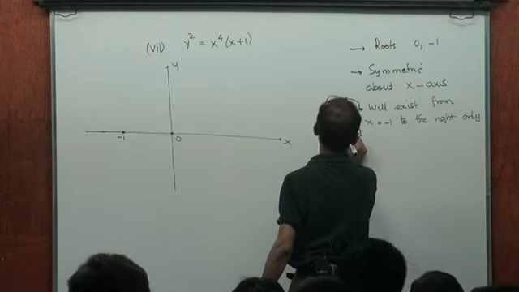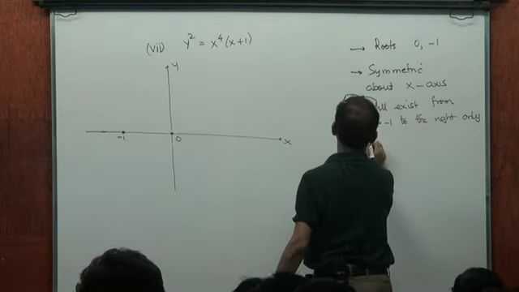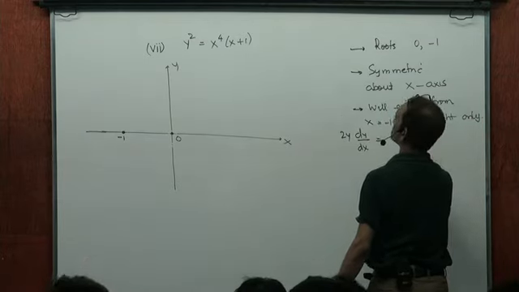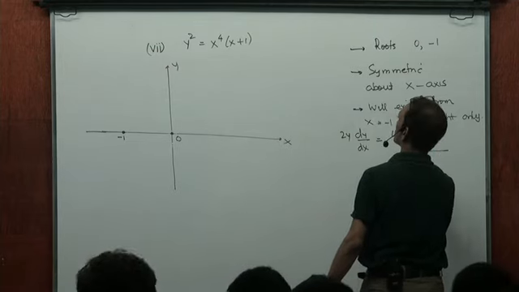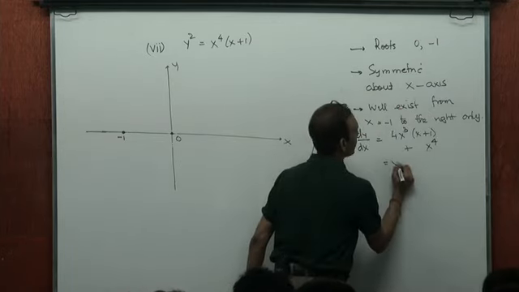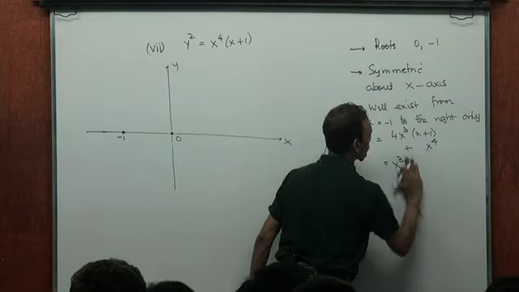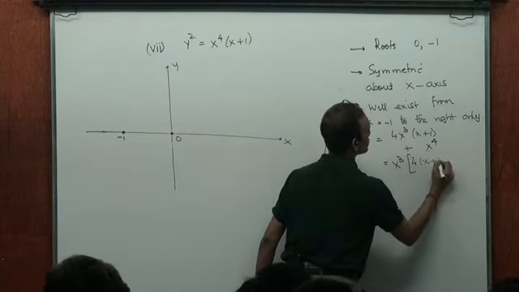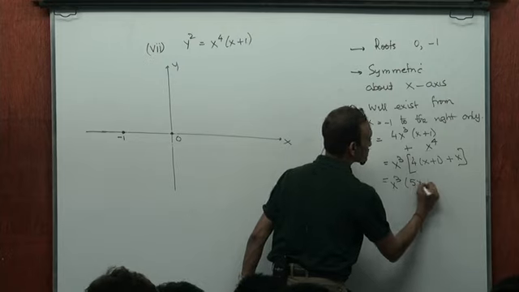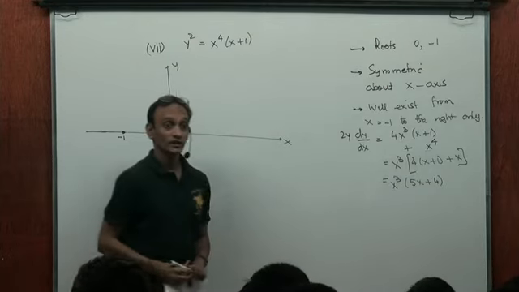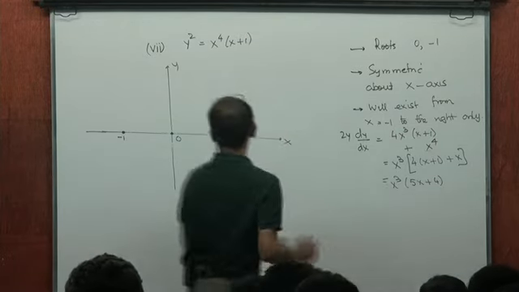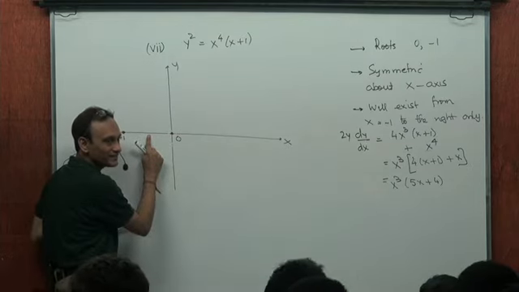2y dy/dx equals 4x cubed into x plus 1 plus x power 4, which is x cubed into 4 into x plus 1 plus x, which is x cubed into 5x plus 4. dy/dx is becoming 0 at x equal to 0 and at x equal to minus 4 by 5. And x equal to minus 4 by 5 is indeed a point here, right?